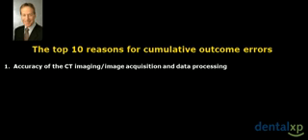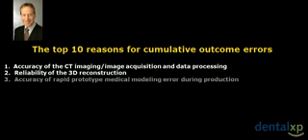Scott talked about some errors, and these are some of the things that you need to know about in order to minimize errors. There are accuracies and inaccuracies relative to CT imaging as well as the acquisition and data processing. You need to know about that. You need to know about the reliability of the 3D reconstruction. Is it dependable? We need to understand that some of these models that are made may be inaccurate, and so you need to confirm the intermaxillary relationships, both in the patient and articulation.